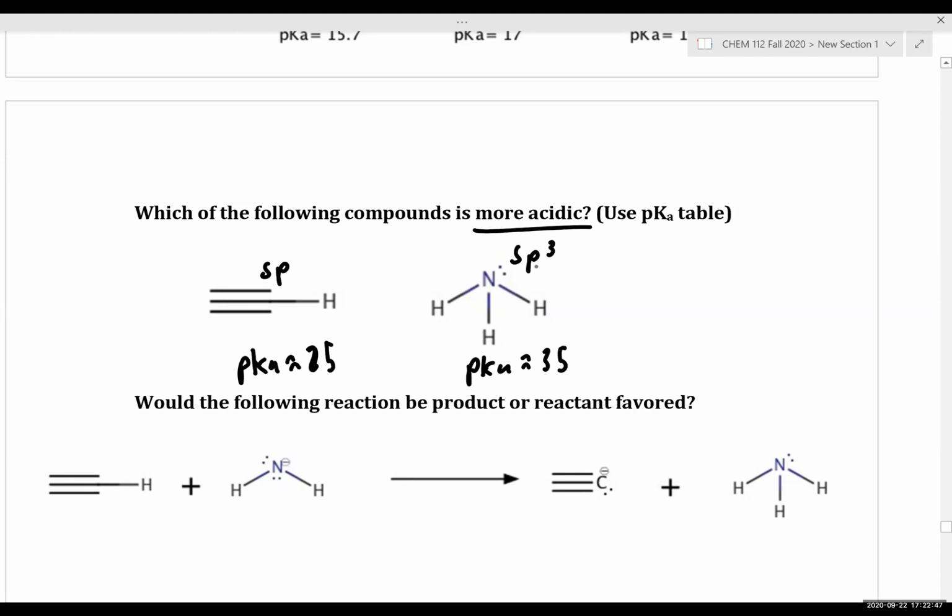This example is pretty interesting because if we think about our hybridization, we're comparing an sp to an sp3 atom, but we're also comparing nitrogen as our atom versus carbon. So in this case, what effect wins out? Atom effects or orbital effects? Which effect has a greater impact on our overall acidity in this case?